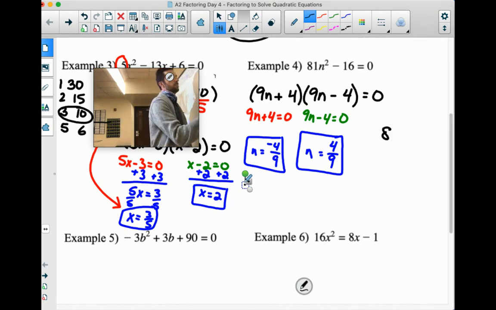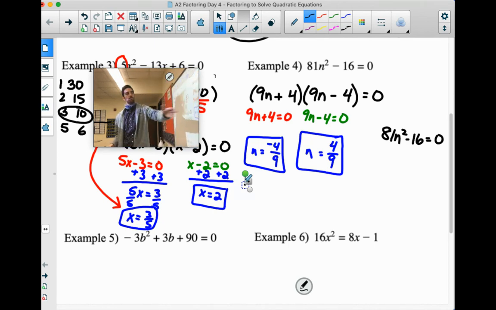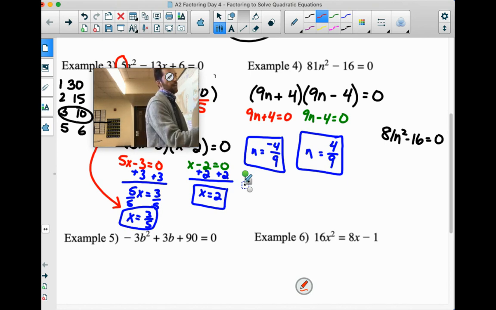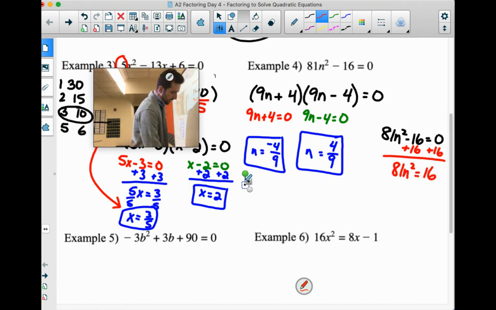So 81n squared minus 16 equals 0. If they gave me this problem and they said, solve it any way you want, I wouldn't do factoring on this one. I only have two terms, so I would just solve it like a normal problem. I would add the 16. So we'd have 81n squared equals positive 16. I'd get rid of the 81 by dividing it.